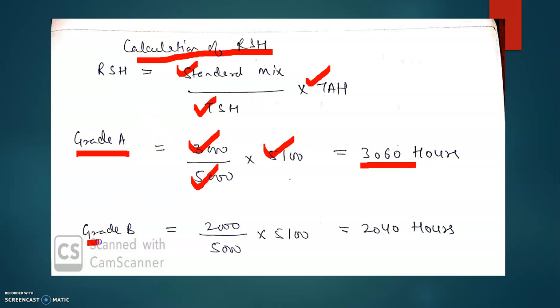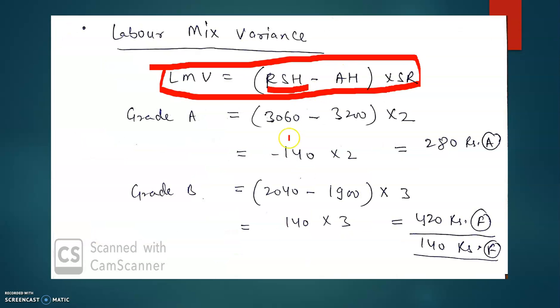Now, if we talk about grade B worker, 2000 is the time of grade B worker, total 5000 of standard hours, total 5100 is TAH. When we calculate this, we will get 2040 hours. These are the RSH of A and B worker. So, we are using these figures in our calculation here. And actual hour is given in the question, 3200, 1900.